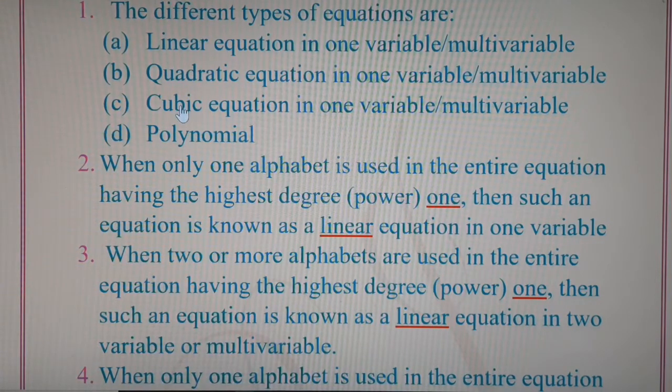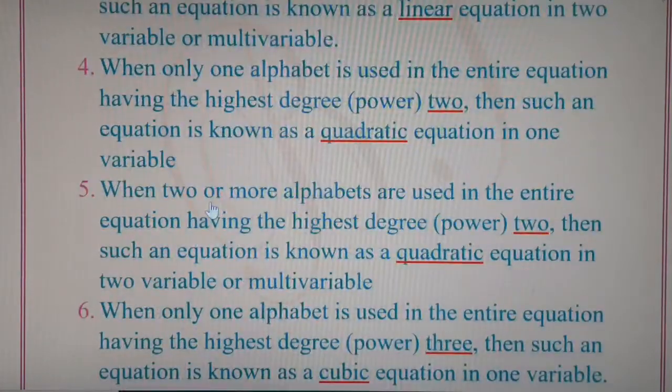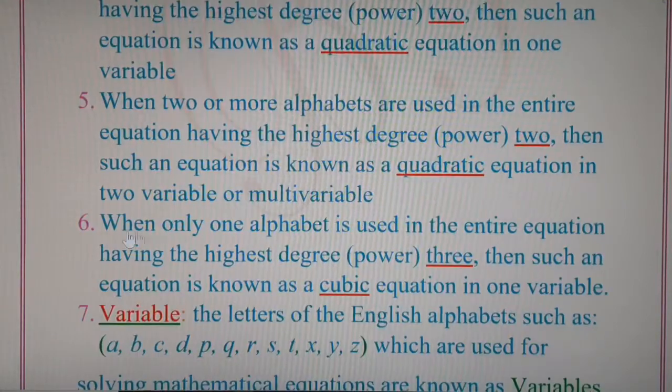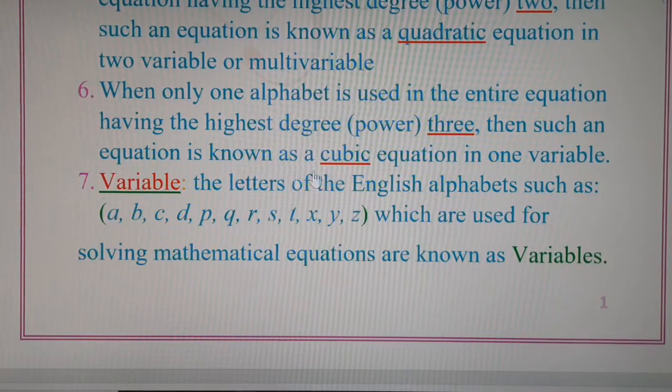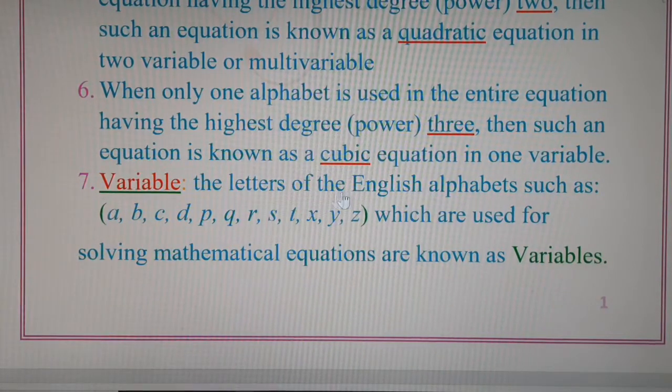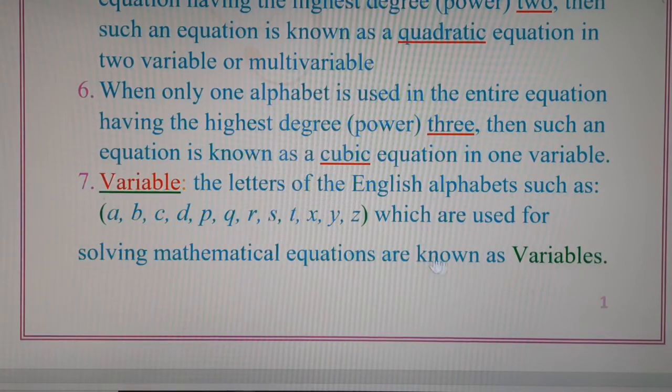The rest of the two topics we'll be learning in 8th, 9th and 10th standard. So here our lesson is concerned with linear equation in one variable. Some of the fill in the blanks are given here. You can go through them, but we have to understand the meaning of variable. What is a variable? The letters of the English alphabet such as A, B, C, D, P, Q, R, S, T, X, Y, Z, which are used for solving a mathematical equation, are known as variables.